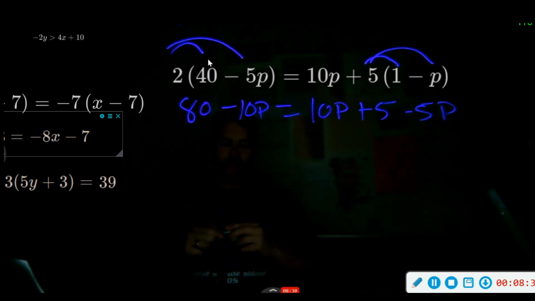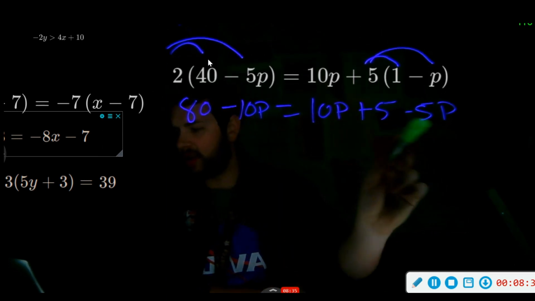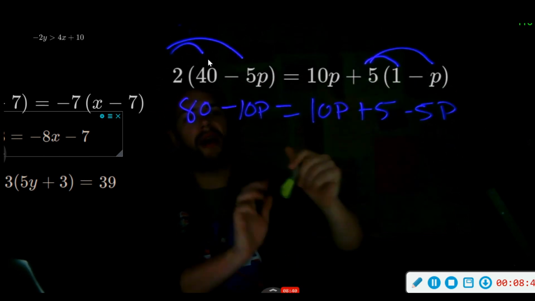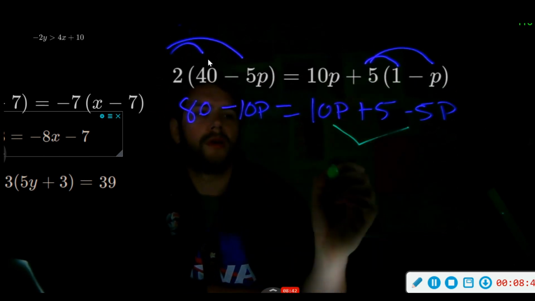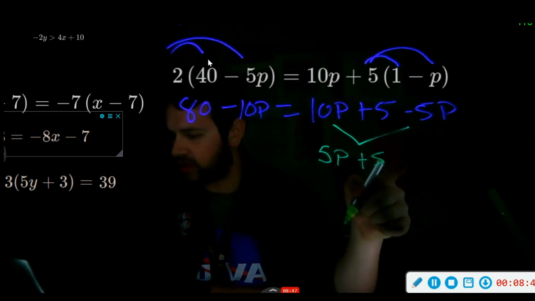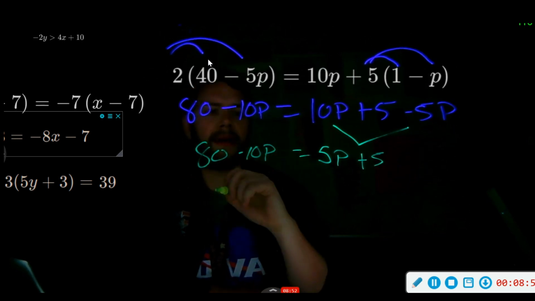Now, before we can continue, I do need to combine these two terms. I have like terms here. They're on the same side of the equal sign. There's no parentheses. 10 minus 5, I can combine these. So that'll give me 5p. 10 minus 5 is 5, plus 5. This just dropped down. Equal sign here. 80 minus 10p.